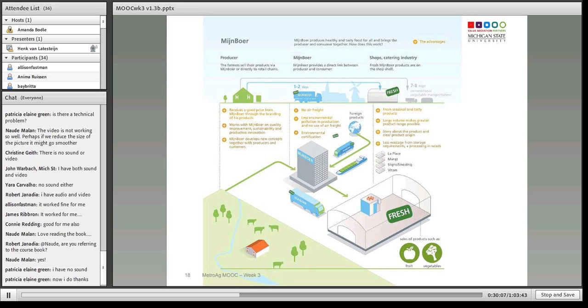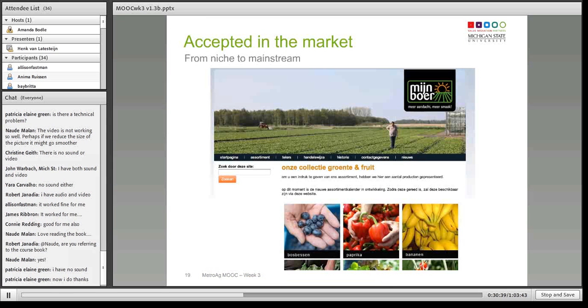Now this Mijn Boer project was set up during our Transforum project in the Netherlands, and now it is totally accepted, you might say, in the market. It used to be a niche operation, so an alternative route. The mainstream players in this market thought that this was so interesting that they said, well, we're not going to wait until they take over, we're going to take over Mijn Boer.